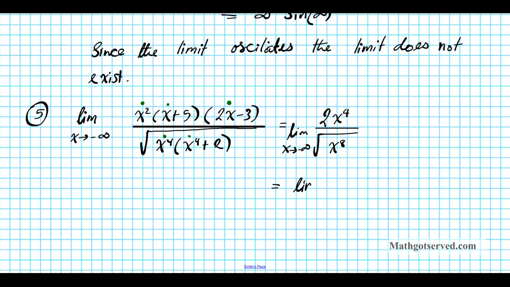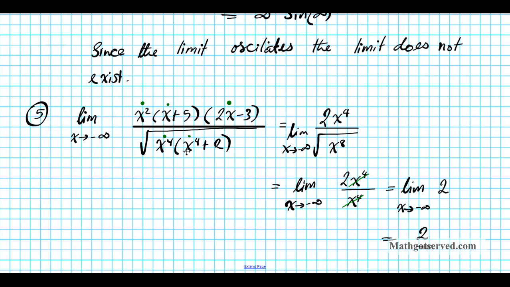We're going to have the limit as x approaches negative infinity of 2x to the 4 over, and if you simplify the denominator, the square root of x to the 8 is the same as x to the 8 over 2, which is just x to the 4th. So these x to the 4ths divide out, and that leaves you with the limit as x approaches negative infinity of 2, and your final answer is simply going to be 2. All right? So there you have it.